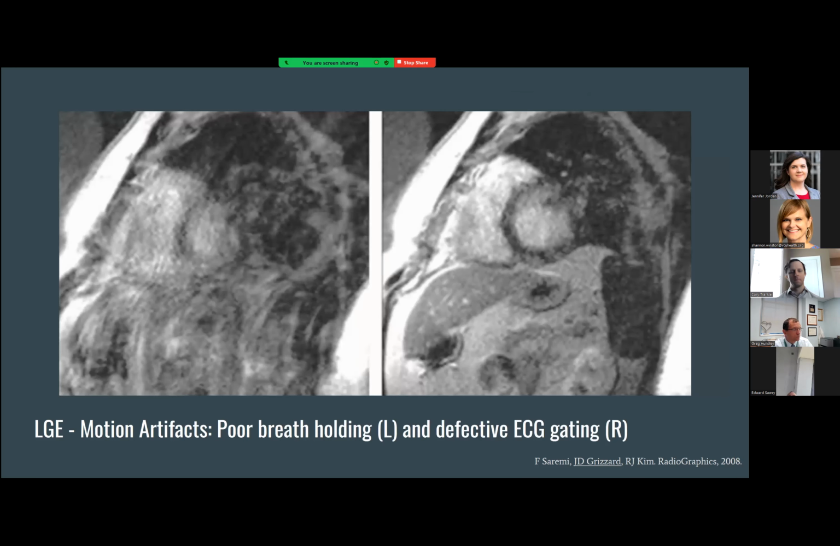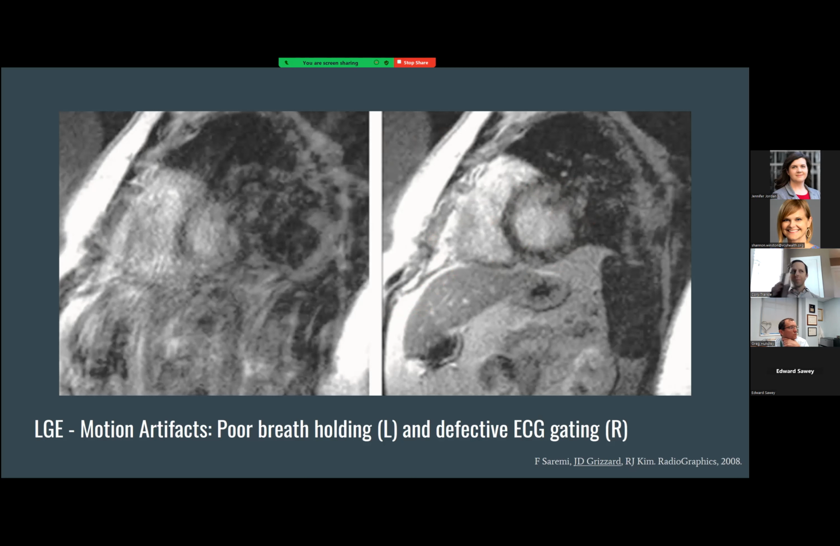With the LGE, we can have motion artifacts, either from poor breath holding on the left, where you can see the chest wall kind of reverberate through the image, or we might have defective ECG gating on the right, where you can see that there's not this ripple around the chest wall that we have here, kind of coming through the image. We have nice crisp borders around some of these different signal intensity planes, but we can't really appreciate the myocardium very well.